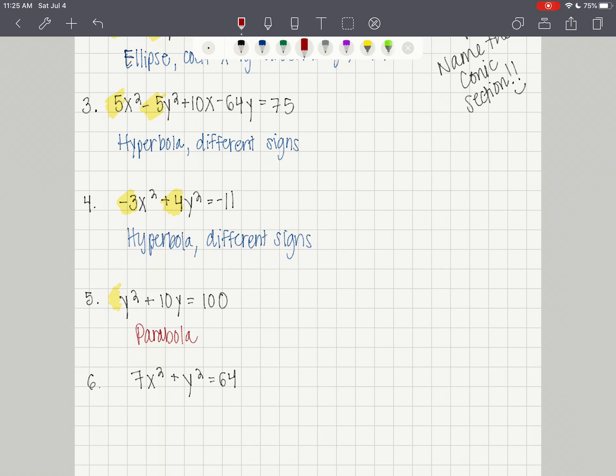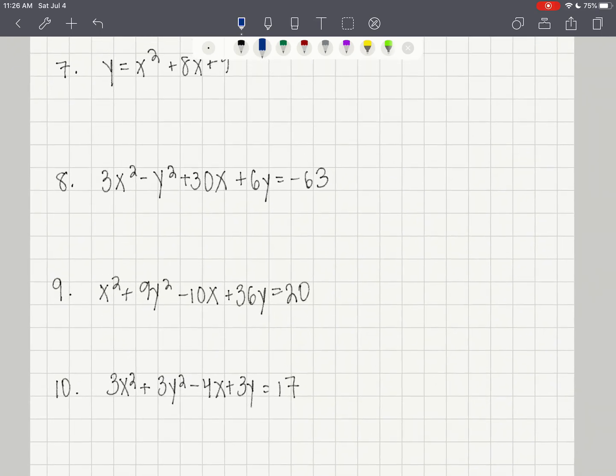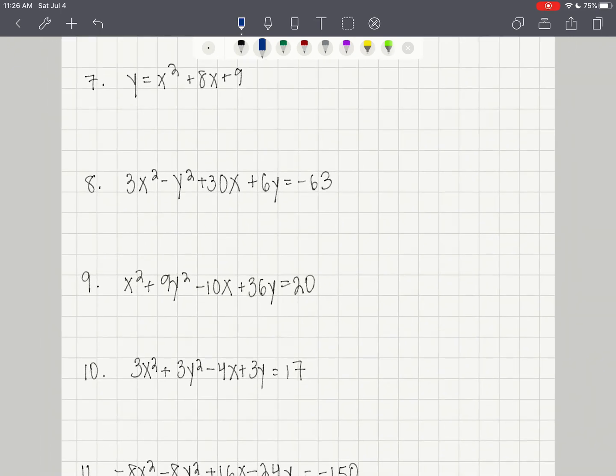So we've got a parabola, and this is going to open horizontally. So this opens horizontally. How about the next one? 7x squared plus y squared equals 64. Let's look at this. We've got a positive 7 and a positive 1. Hopefully you got that right. That's an ellipse. And that is same sign, but not equal.